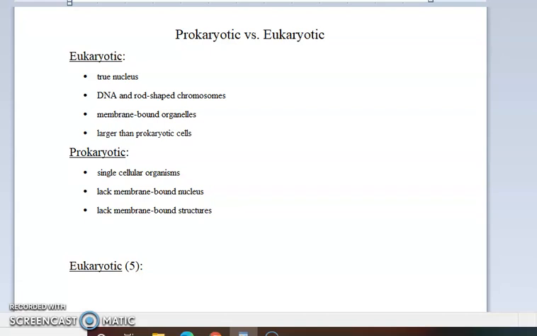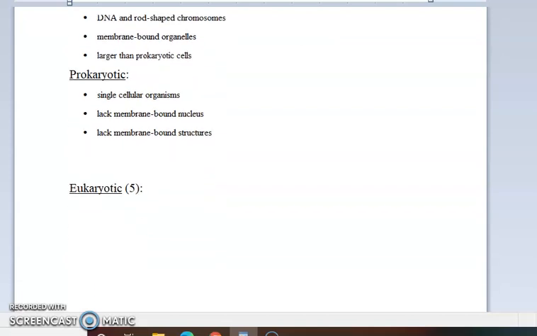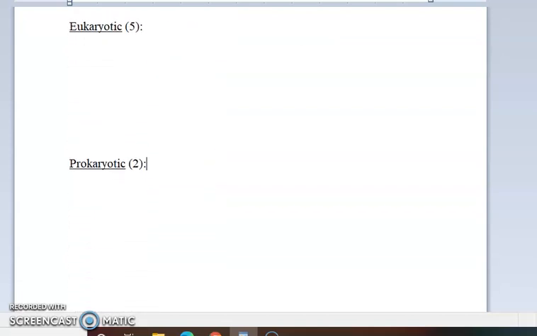Prokaryotic characteristics. They're single-cellular organisms. They lack a membrane-bound nucleus, and they lack membrane-bound structures. What does this mean? Organelles such as mitochondria, Golgi complex, and things of that nature. So based off of that information, I will also help you. Out of the 7 kingdoms, 5 of them are eukaryotic, and 2 of them are prokaryotic.